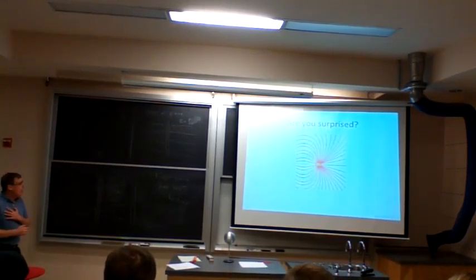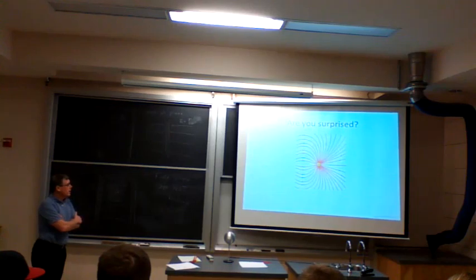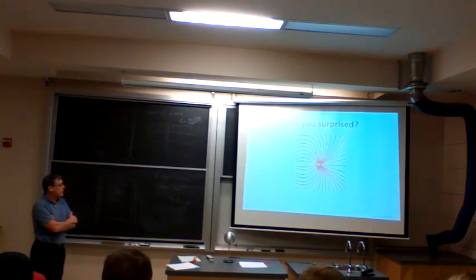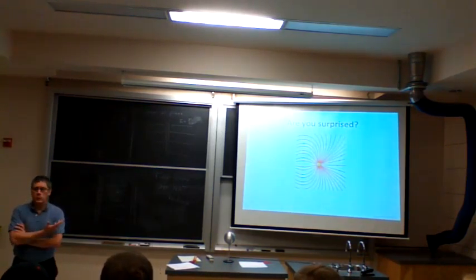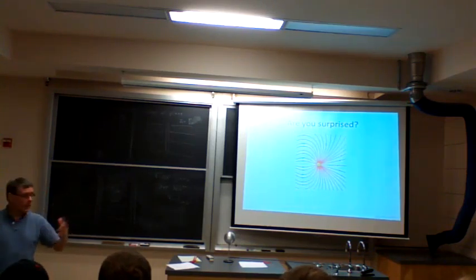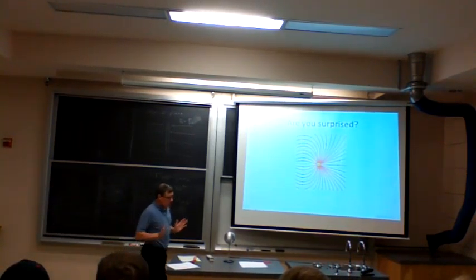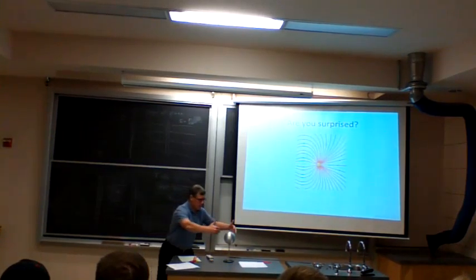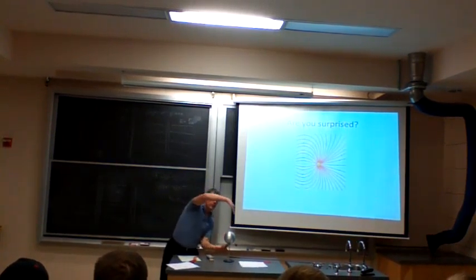Now, if that's a point charge, we've represented the field in 2 dimensions, but this is 3-dimensional. We have another point charge here. The field lines are moving from the positive to the negative in all 3 dimensions.